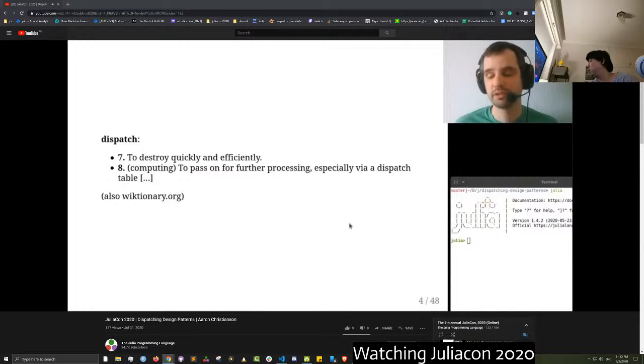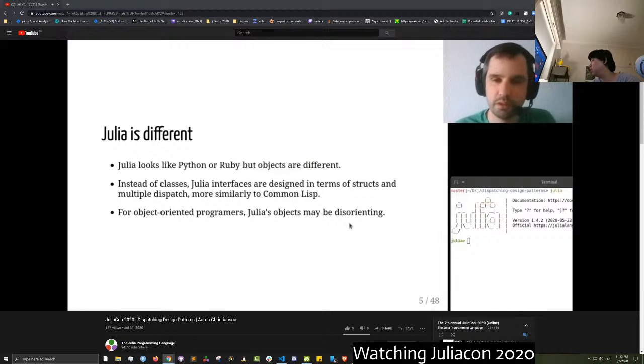Dispatch, this is not the first definition of dispatch or the second definition, I went down to the 7th and 8th definitions. To destroy quickly and efficiently. To pass on for further processing is the next definition, especially via dispatch table. So Julia, in some ways, destroys a lot of traditional design patterns because it is different than what a lot of programmers are used to.